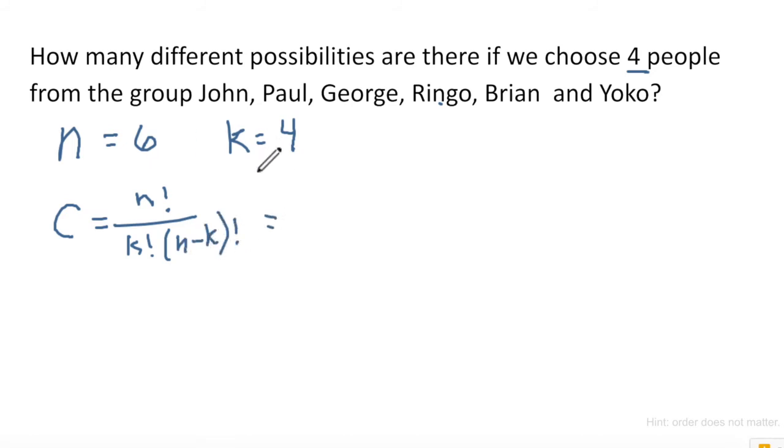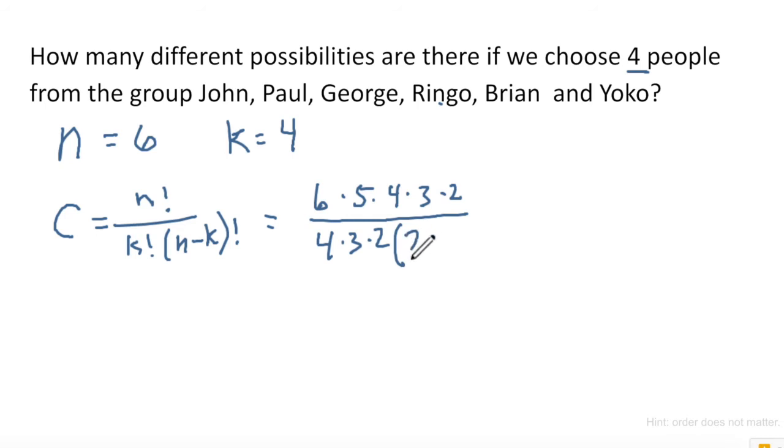And that is equal to 6 factorial. I'll write this out. 6 times 5 times 4 times 3 times 2 divided by k factorial, which is 4. Let's see, 4 times 3 times 2. And then n minus k factorial, 6 minus 4. So that's 2 factorial, right? You have 6 minus 4, so that's 2 factorial in here. And 2 factorial is just 2. So that is it. Our n minus k factorial is just 2.